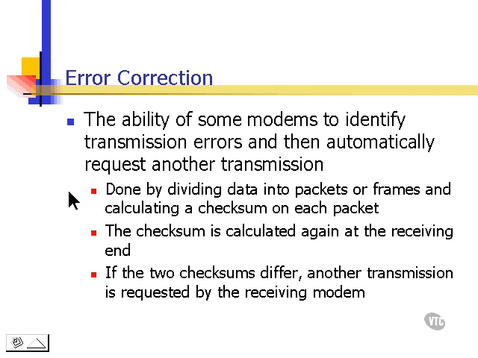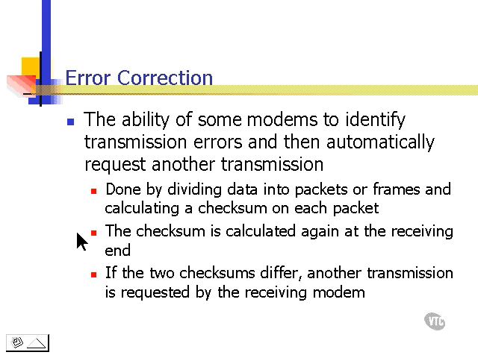The way this is done is by dividing the data into packets or frames and then calculating a checksum on each packet. In other words, each packet is totaled up and a mathematical value is assigned to that packet. And this mathematical value is then attached to that packet. Then the packet is sent through the telephone line.